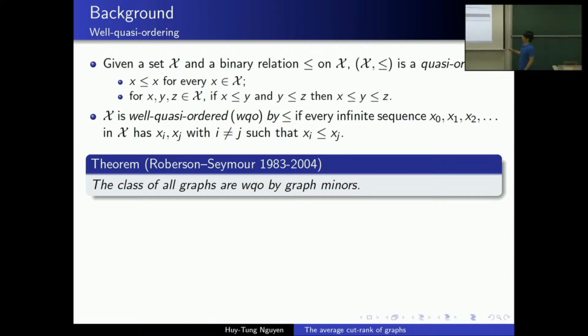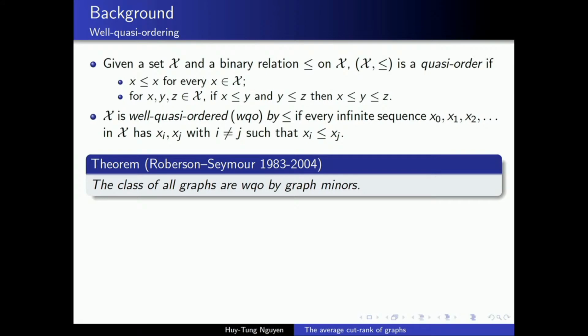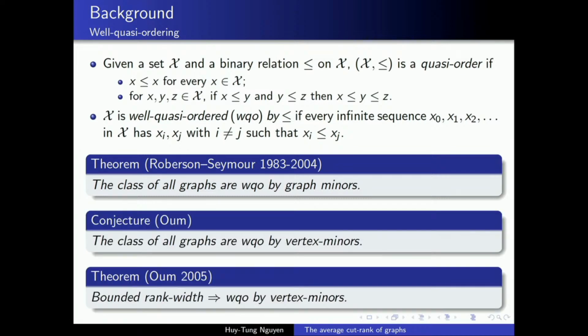This theorem is well known. I will not define what a graph minor is, but I will state this because I believe it is a big source of motivation for vertex-minors theory. It is the very well-known theorem of Robertson and Seymour, saying that the class of all graphs is well quasi-ordered by graph minors. And a conjecture by Geelen is that the class of all graphs is well quasi-ordered by vertex-minors. As far as I know, this conjecture is still open. To illustrate this conjecture, he proved that the class of graphs of finite rank width is well quasi-ordered by vertex-minors.